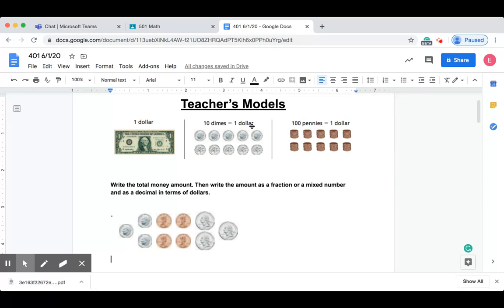So here you can see I have $1. Then I have my dimes here. A dime is worth 10 cents. So 10 dimes is equal to $1. And then I have a penny which is worth 1 cent. So 100 pennies are equal to $1 because a dollar is 100 cents.